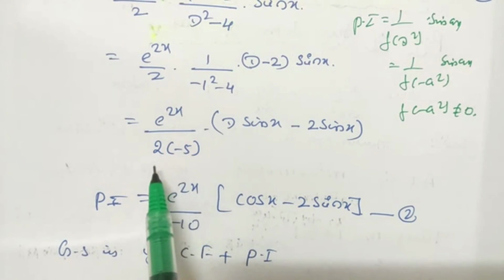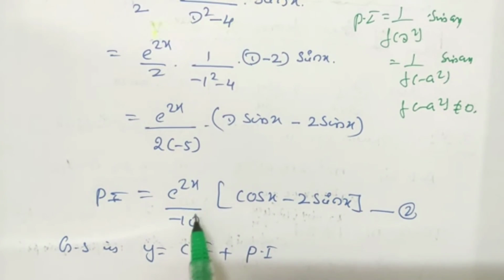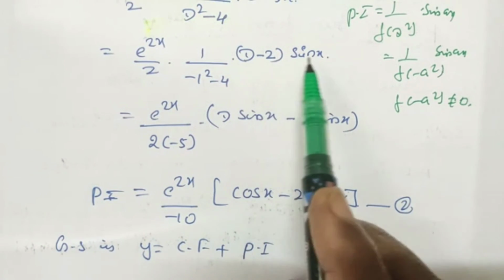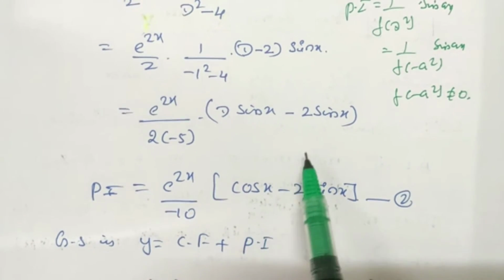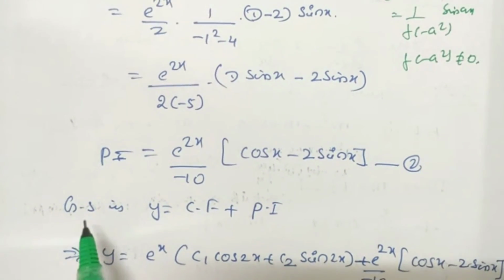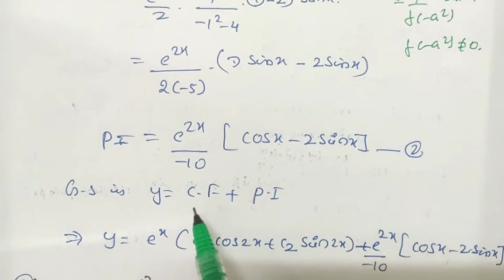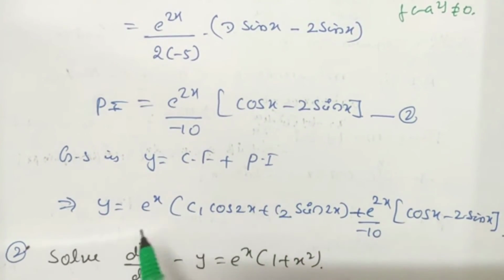Minus 1 square minus 4 is minus 5, so it is e raised to 2x divided by minus 10, into (d minus 2) of sin x. The derivative of sin x is cos x, so it is cos x minus 2 sin x. So now the general solution is y is equal to complementary function plus particular integral.